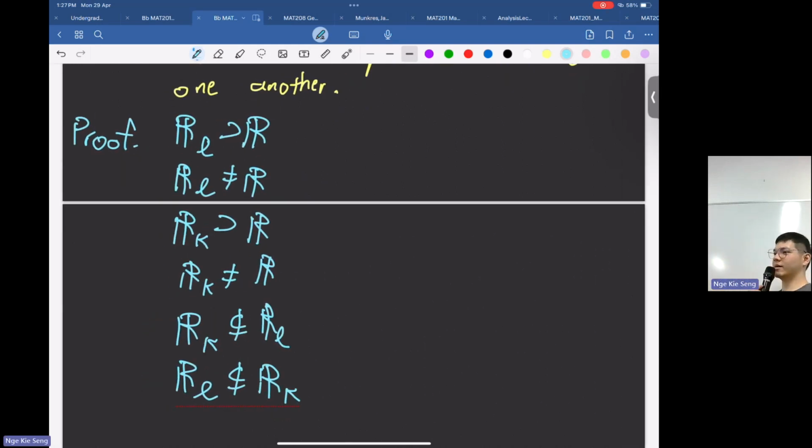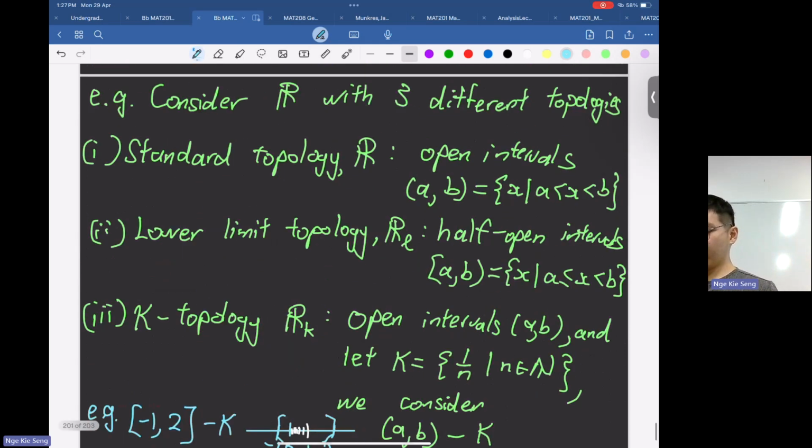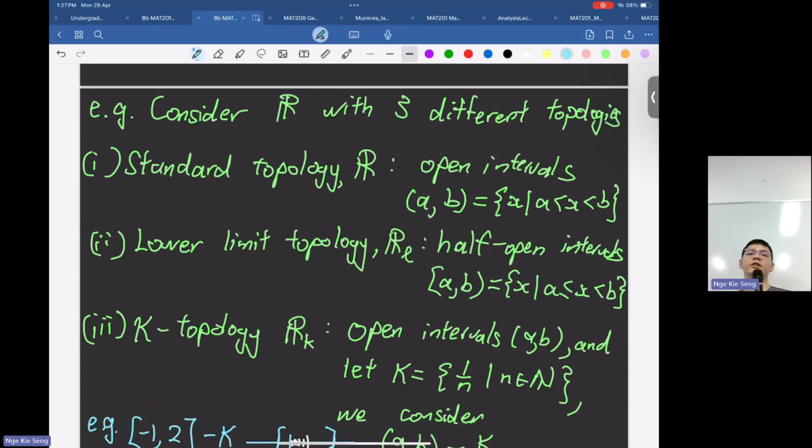Okay, spend some time on whether you can see this one. R_L, just now we defined R_L as the lower limit topology, meaning we include the left endpoint of the open interval, half closed. And then R_K, what's the basis element here? We have open intervals. We also have the intervals that take away this 1/n sequence here. It's called K.